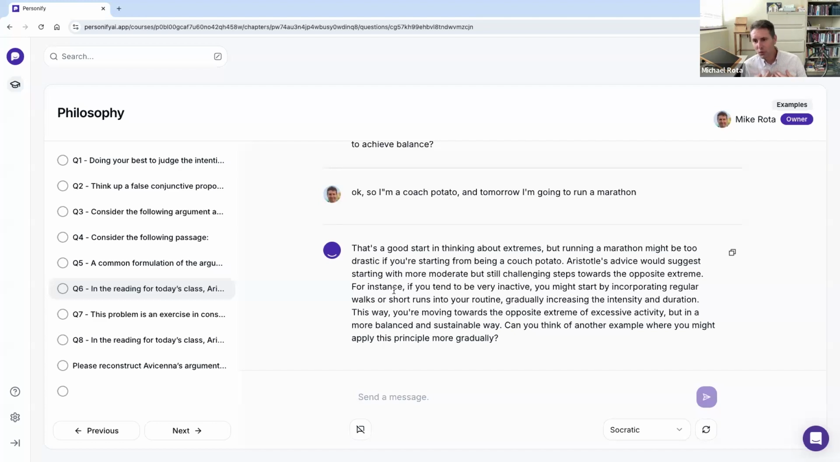Now, GPT-4, I didn't tell it to say this. I can show you what I wrote and my instructor provided an answer. It was very, very short. So anyway, Aristotle's advice would suggest starting with more moderate, and so on. Anyway, can you think of another example?